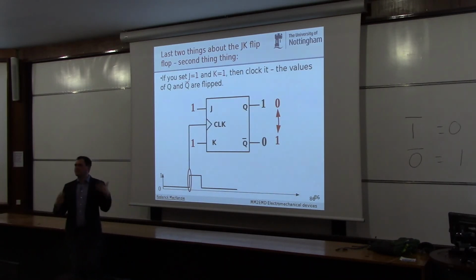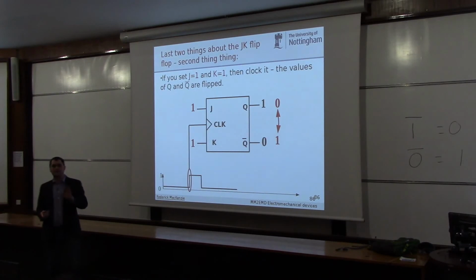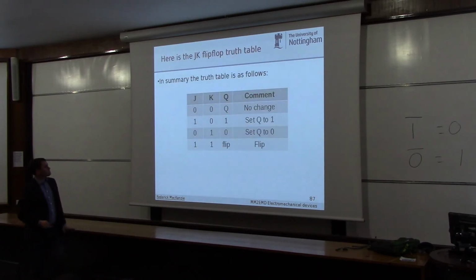So this bit of flipping can actually be really used to your advantage. We won't go into that just yet, but we'll see later. So here's the truth table of a JK flip-flop. Here I've put the inputs: 0, 0, 1, 0, 0, 1, 1, 1. So 0, 0 is no change, 1, 0 is set Q to 1, 0, 1 is set Q to 0, and 1, 1 is flip.